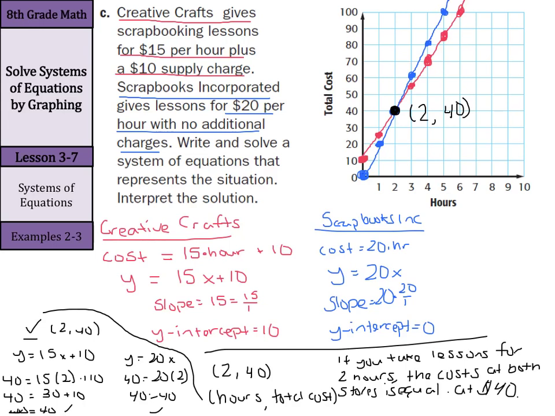And that's it. So in this question, we looked and we said, okay, $15 per hour plus $10, and we wrote an equation for that, found the slope and y-intercept and graphed. We did the same thing for the second company, wrote an equation and used the slope and y-intercept to graph. We found the point where they intersected, which is at (2, 40). We still want to make sure we check our work. And then as we interpret, we go, okay, 2 hours, total cost was $40. That's where they met. That's the answer to our system of equations. So if you take lessons for 2 hours, they're both equal to $40.